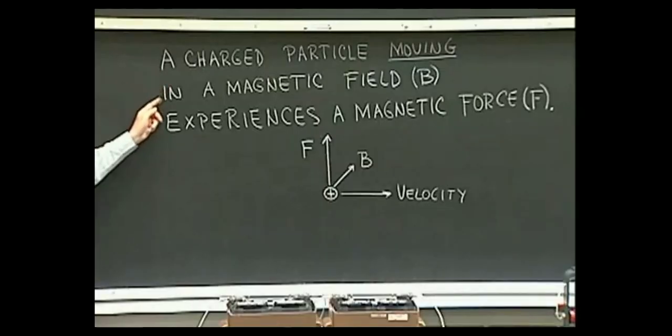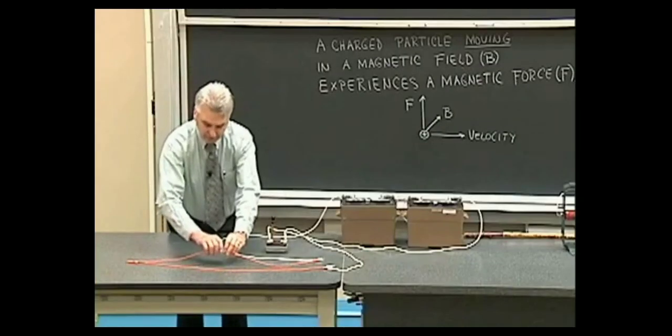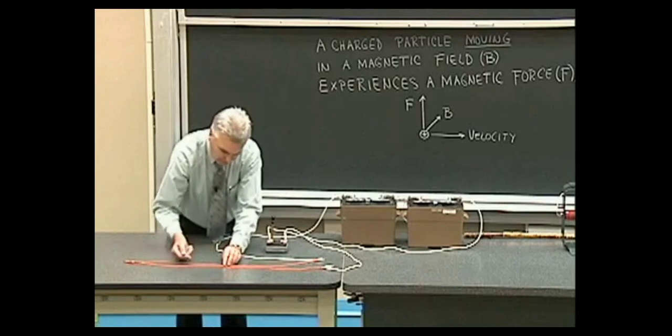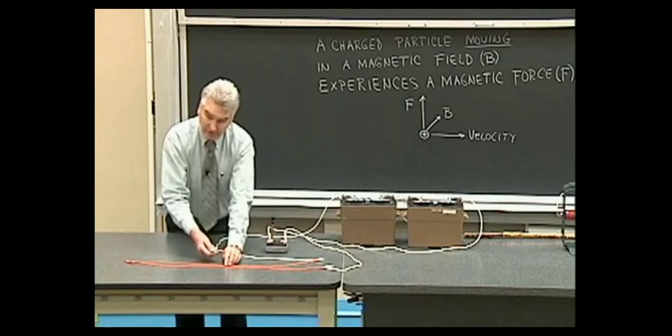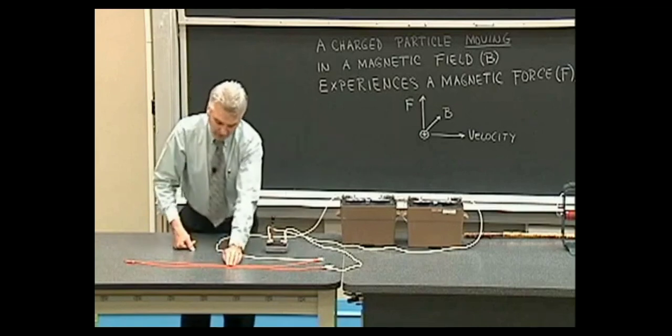A charged particle moving through a magnetic field will experience a magnetic force. We can think of one of these wires as being the source of the magnetic field, and the other wire having charged particles moving through that magnetic field experiencing a magnetic force. But of course, Newton's third law always applies.